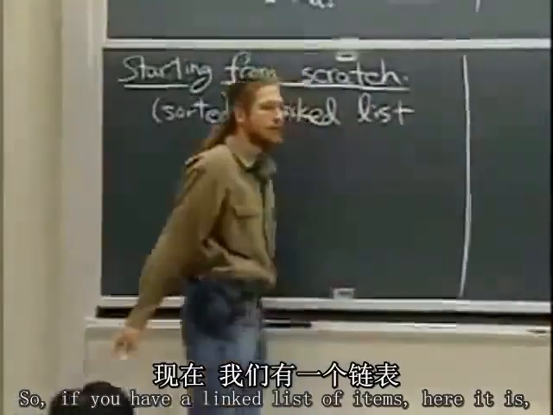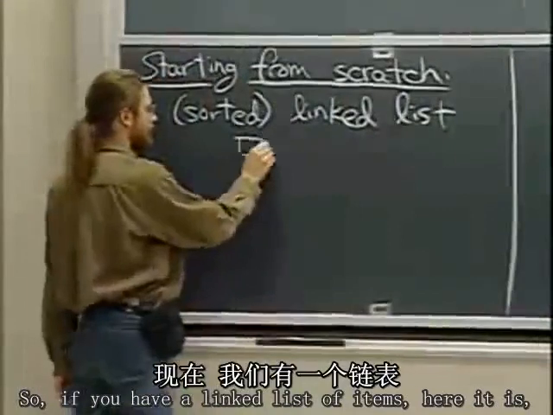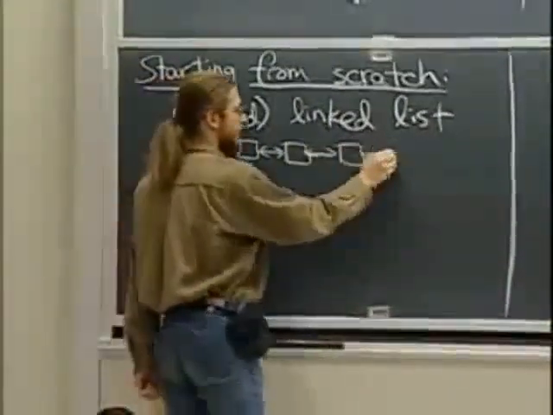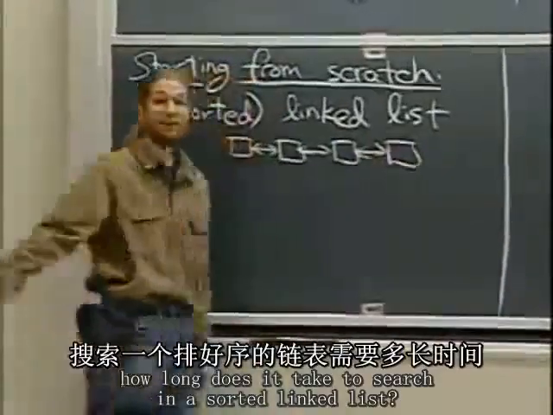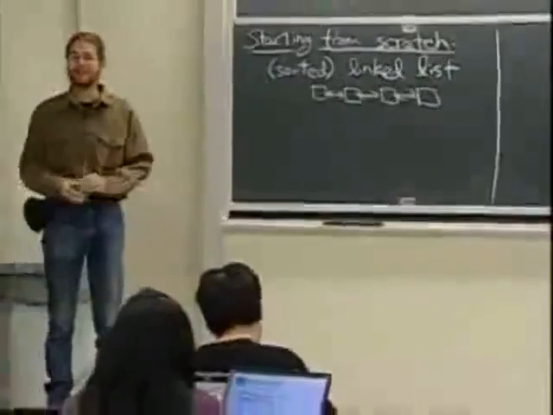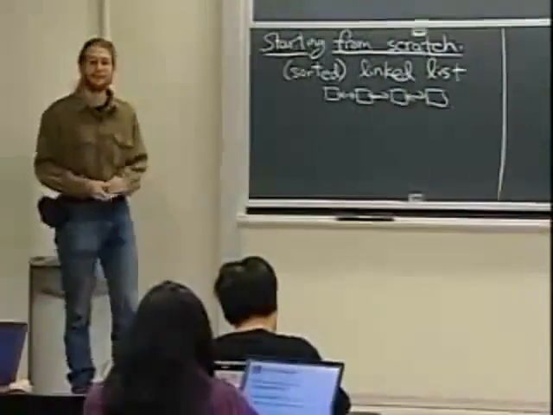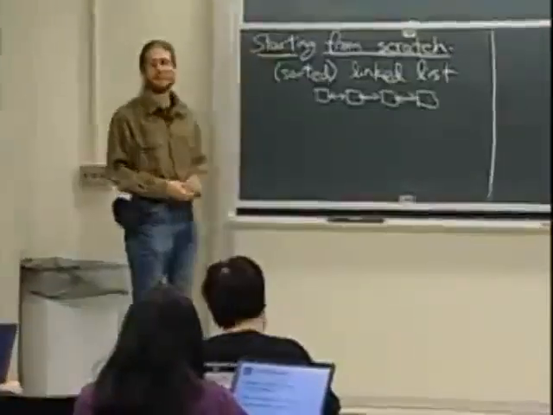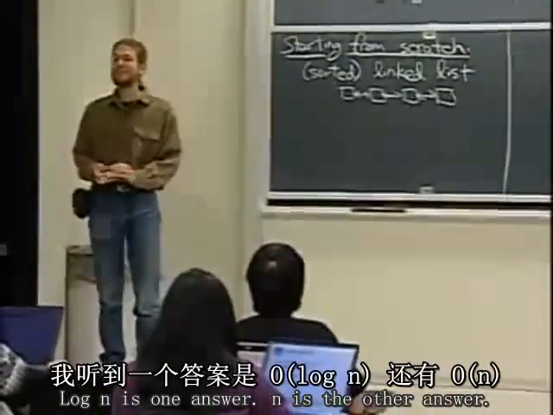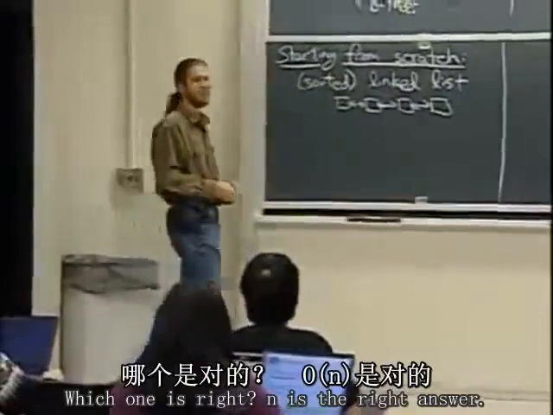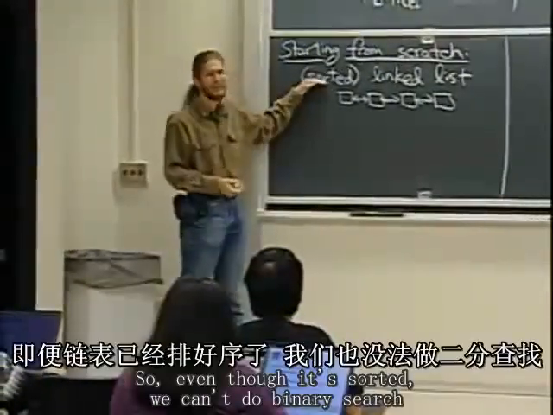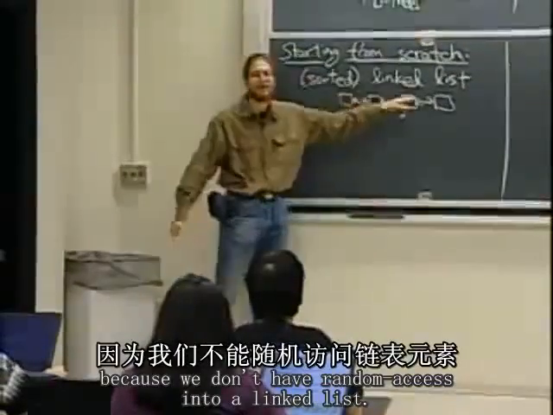So if you have a linked list of items, here it is. Maybe we'll make it doubly linked just for kicks. How long does it take to search in a sorted linked list? Log n is one answer. N is the other answer. Which one's right? N is the right answer. So even though it's sorted, we can't do binary search because we don't have random access into a linked list.